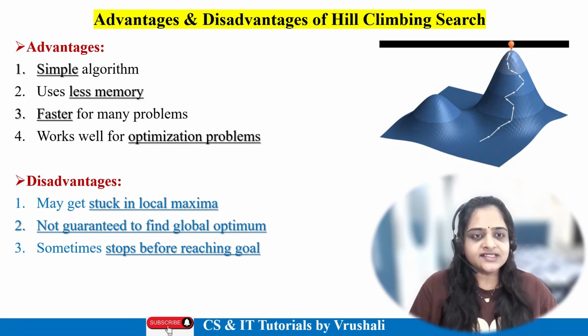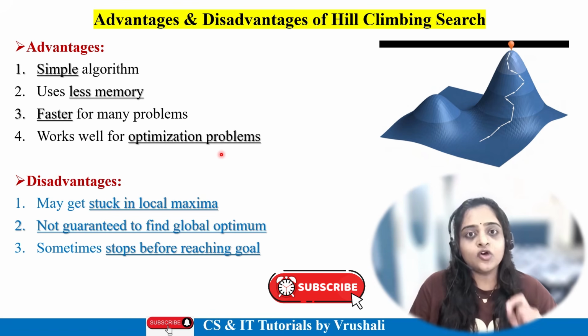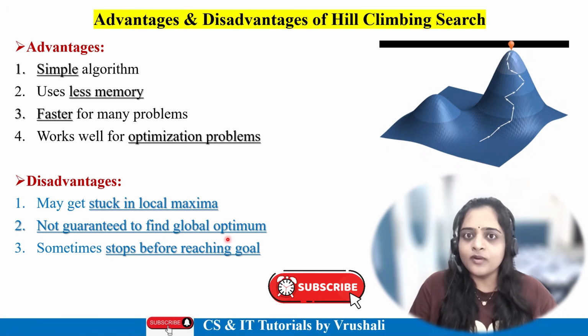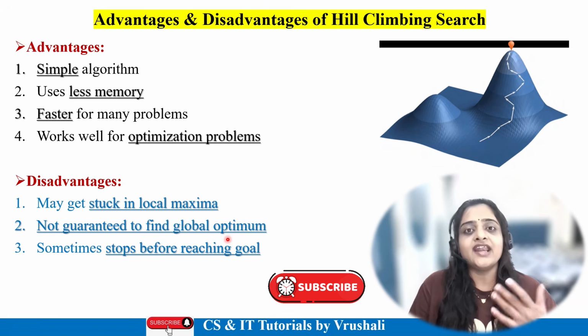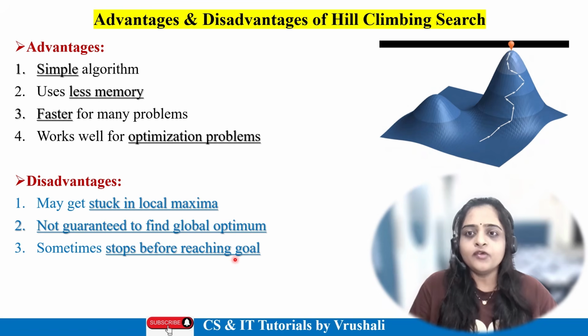Now, as per the advantages and disadvantages, hill climbing search is one of the simple algorithms. It uses less memory and is faster for many problems because it finds the best solution among all possible states, and it works well for optimization problems because it always chooses the highest evaluation value. The disadvantages are that there is no guarantee of finding the global optimum value when large data sets are available, and sometimes it stops before reaching the goal. Okay, so these are some disadvantages of it.